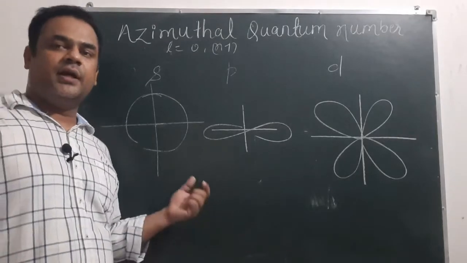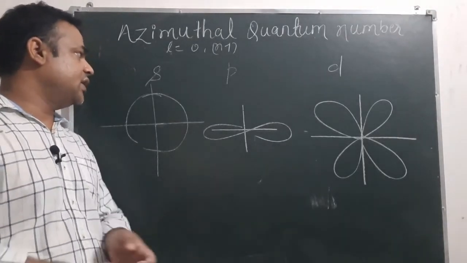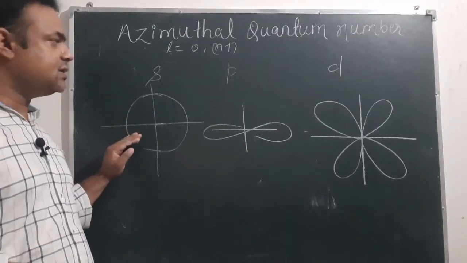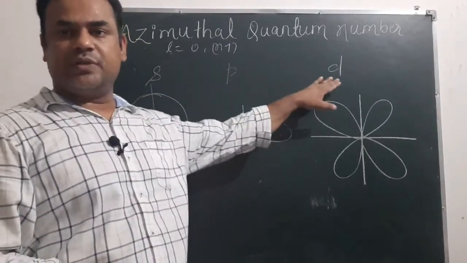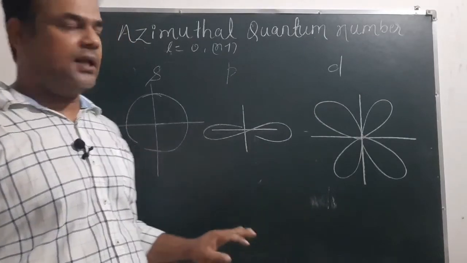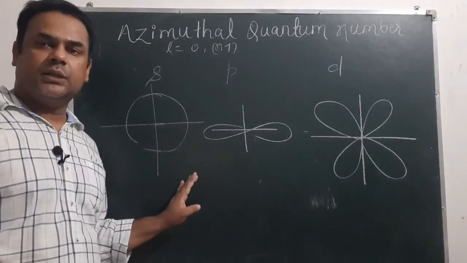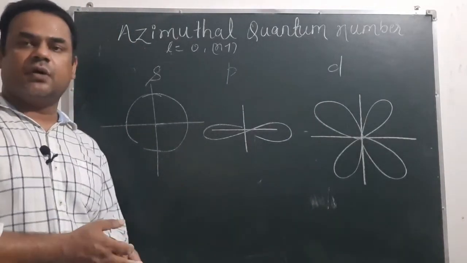So here are the various shapes of subshells. The s subshell has a spherical shape, the p subshell has a dumbbell shape, and the d subshell has a double dumbbell shape. So from the azimuthal quantum number, we can determine different shapes of orbitals.